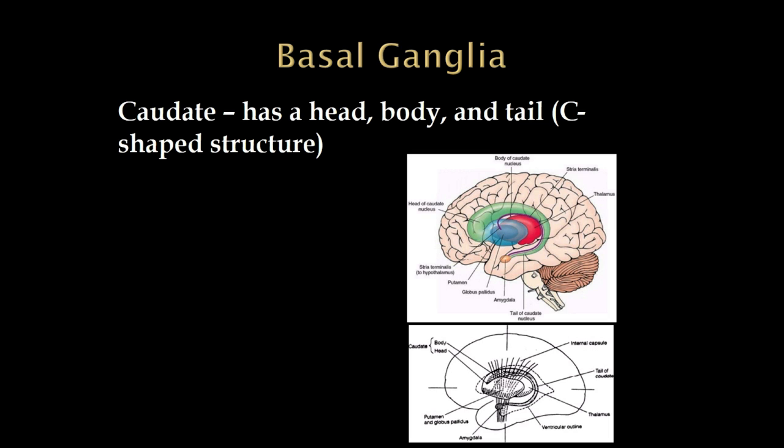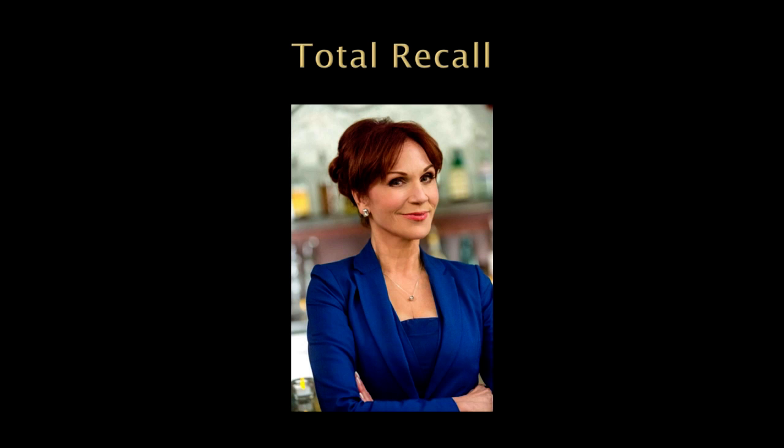All right, so the caudate we can see here. And in blue, this is the putamen. And the thalamus and some of the other structures we'll come to in just a little bit.